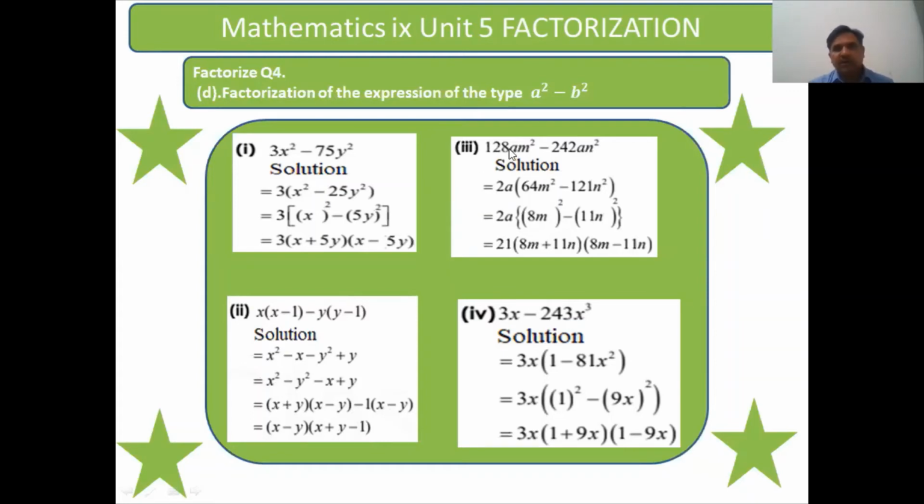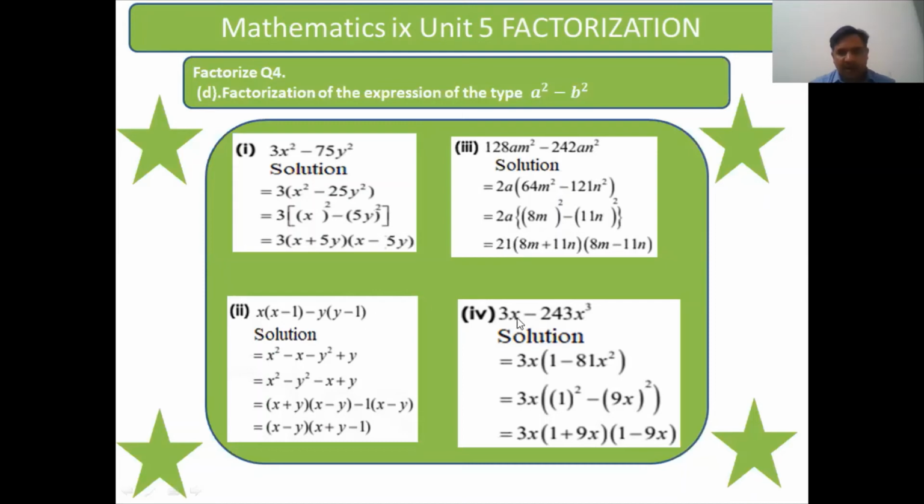Part 3, 128 a m square minus 242 a n square. In these two terms, we can take 2a as a common, so we are left with 64 m square minus 121 n square. So 64 m square can be written as 8m whole square, and 121 n square can be written as 11n whole square. So this is a square minus b square. Here a is 8m and b is 11n, so we can write this as 8m plus 11n and 8m minus 11n. Here is 2a, so there is a mistake, please write here 2a.